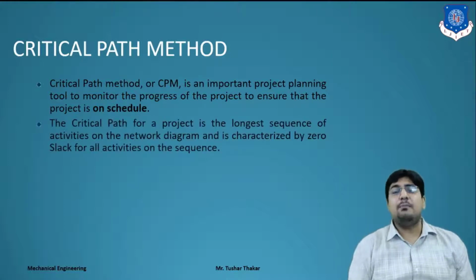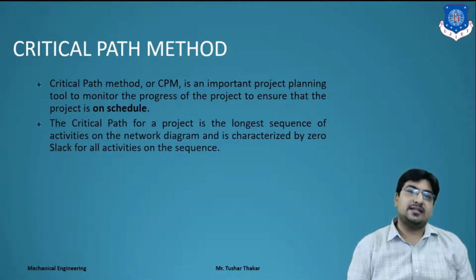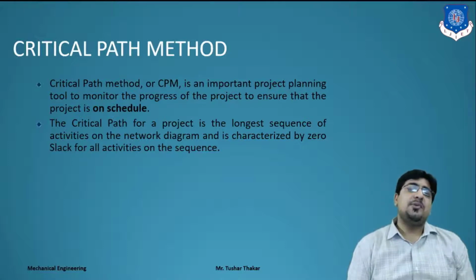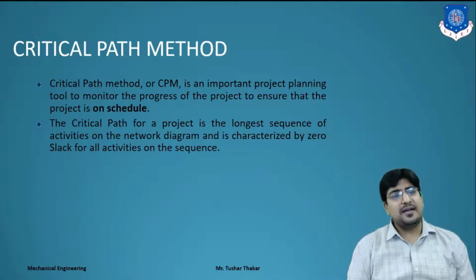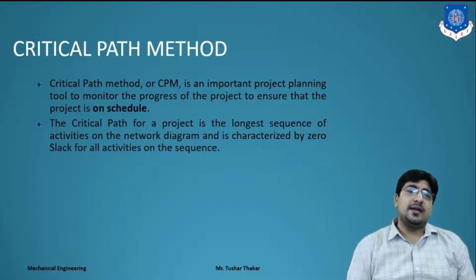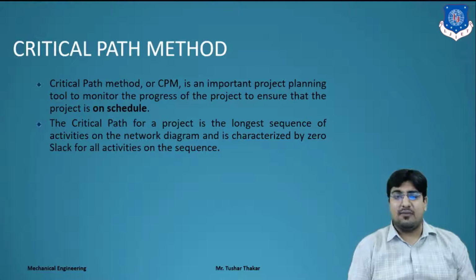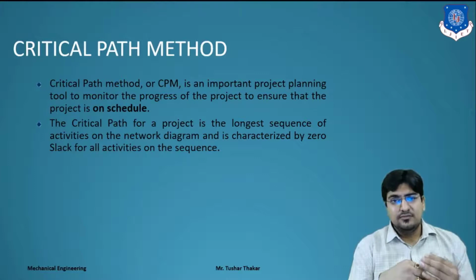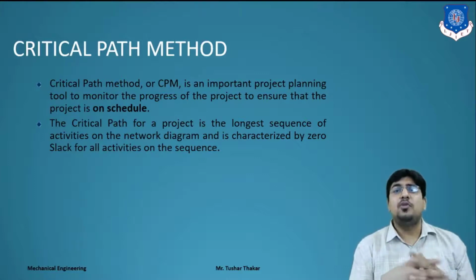Next, the critical path for the project is the longest sequence of activities on the network diagram, and it's categorized by zero slack for all activities on the sequence. It means we have put different activities in a network diagram, and for different activities we have defined some time interval, so we can get a critical path from those activities and time durations.